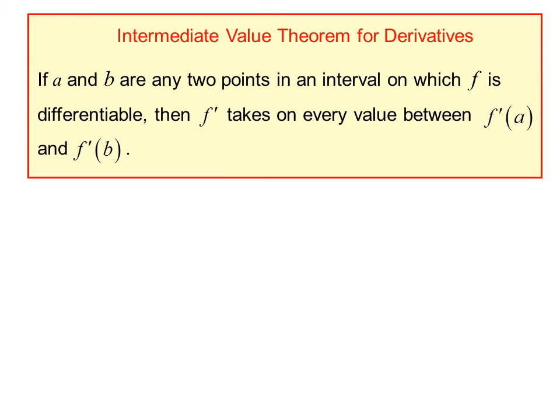The intermediate value theorem for derivatives. If a and b are any 2 points in an interval on which f is differentiable, then f prime takes on every value between f prime a and f prime b.